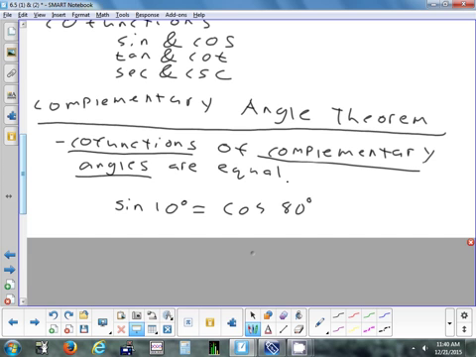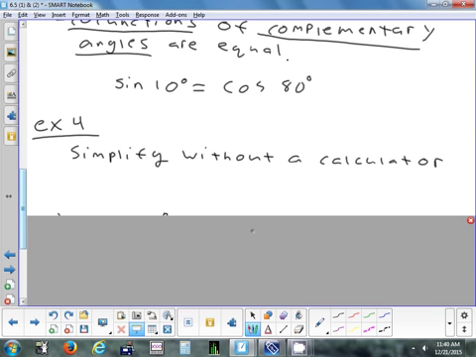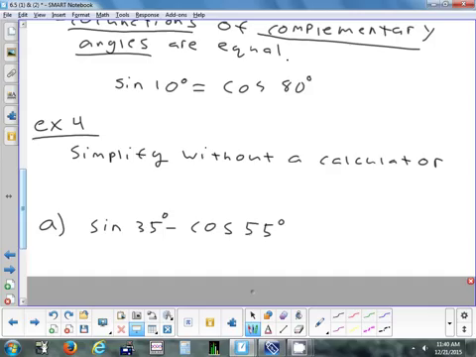And we can use those kind of facts to help us simplify something like this. I want to know what the sine of 35 minus the cosine of 55 is. It would be 0. Notice here, what are sine and cosine? Those are cofunctions. And how about 35 and 55? Complementary. As long as you have cofunctions of complementary angles, they are equal. Well, if you subtract two things that are equal, you get 0.